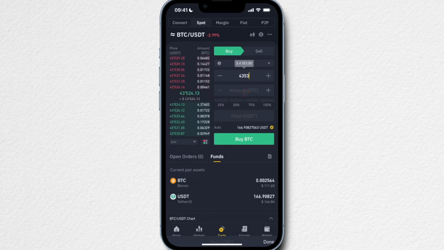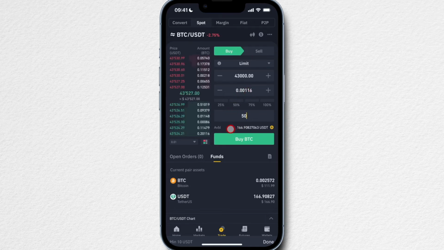Let's say we want to pay a bit less than that. So let's say we want to pay only $43,000 per Bitcoin. So we can type in $43,000 right here. And now we can type in the amount of Bitcoin we want to buy here, or we can type in the amount we want to spend in US dollar Tether. So let's say I want to spend 50 US dollar Tethers on Bitcoin using this price right here. So that would give me 0.00116 Bitcoin into my wallet once this trade actually carries out.